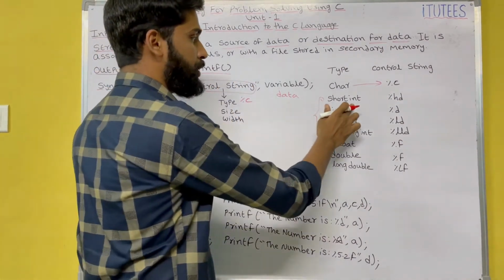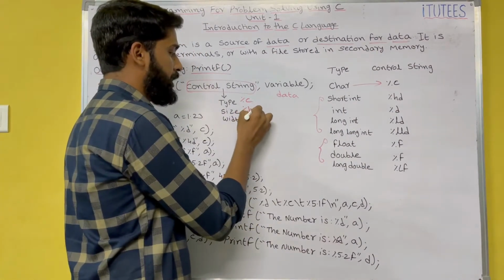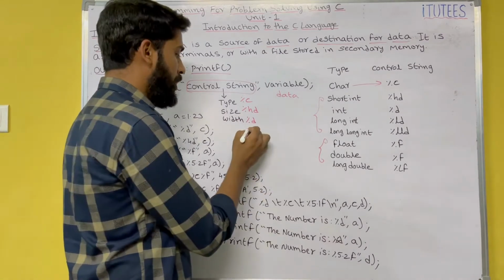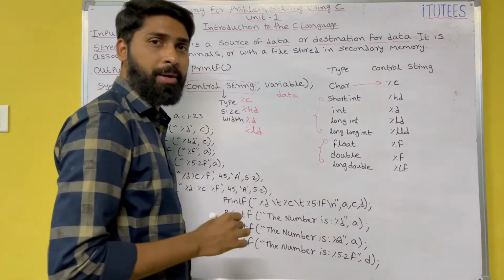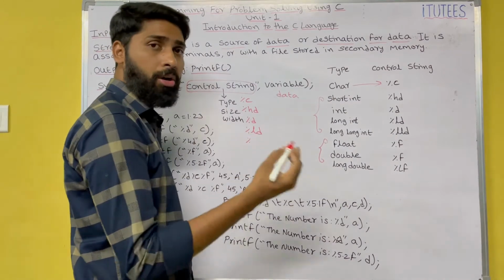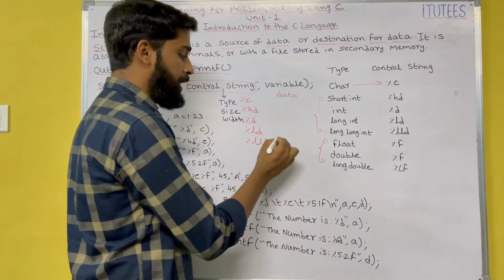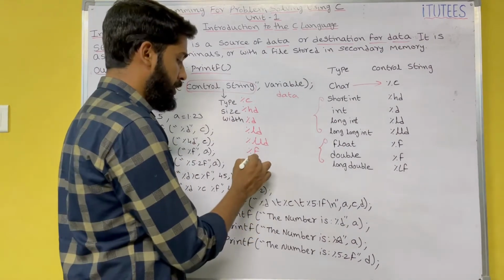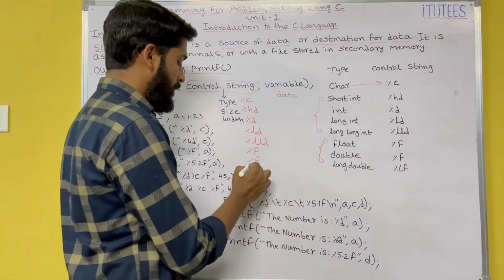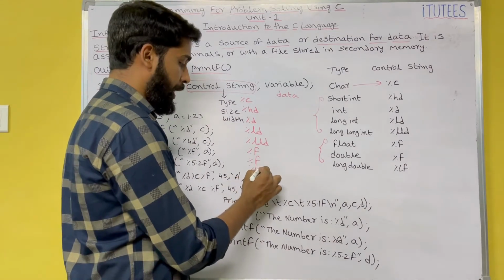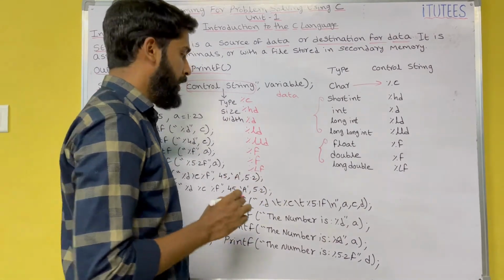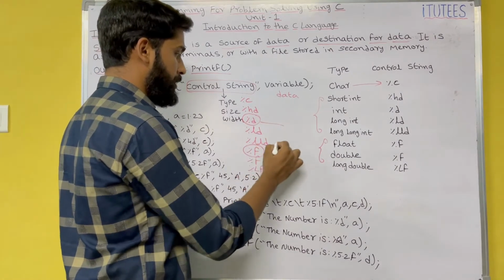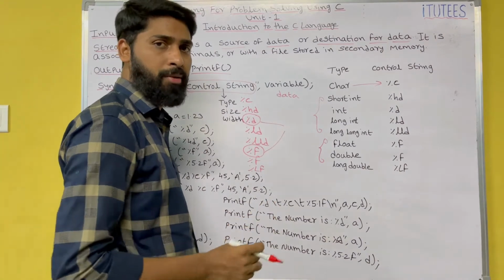If it is a short int, then I can specify %hd. If it is integer, %d. If it is a long int, then %ld. If it is long long int, then %lld. If it is a float, I can specify %f. If it is double, then also %f. If it is long double, then capital %Lf. Normally we are going to use these two control strings many times: one is integer, another one is float.